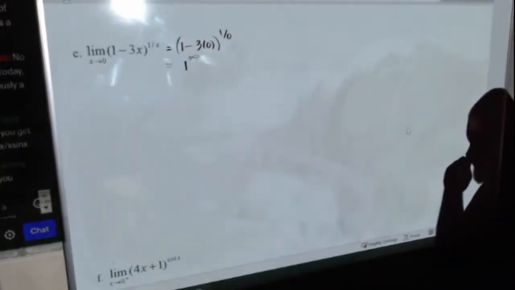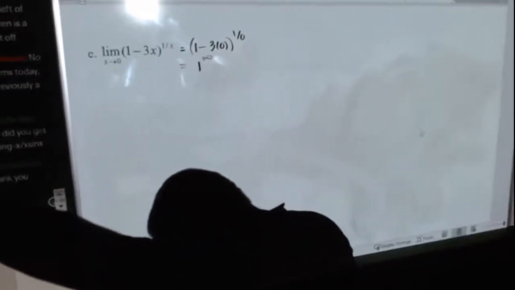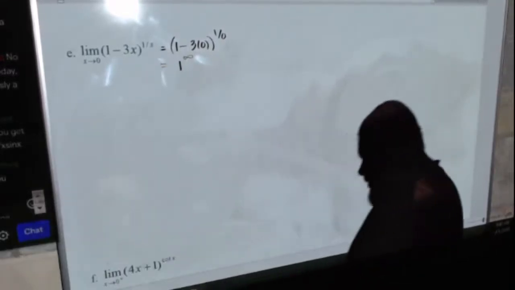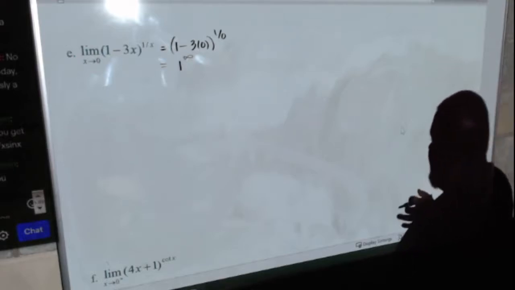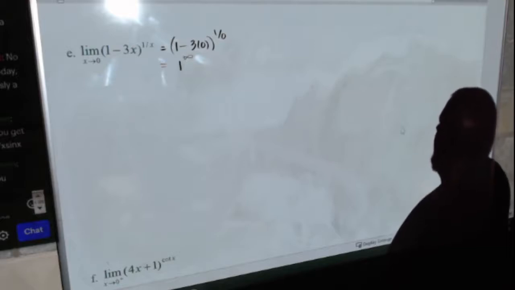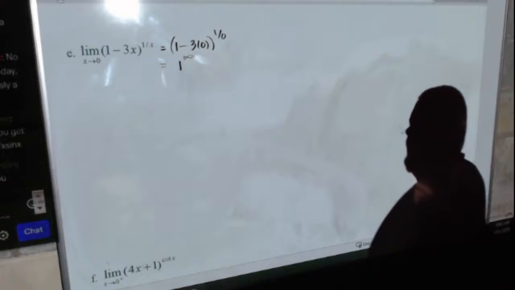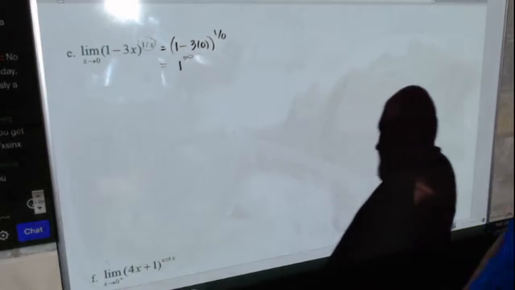So that again, 1 to the infinity, that's one of those other forms that says it's okay to use L'Hopital's rule, but we haven't got it in the right form yet. So somehow I've got to get a fraction out of this thing. Well, the only way we know how to get this guy down is to take natural logs.